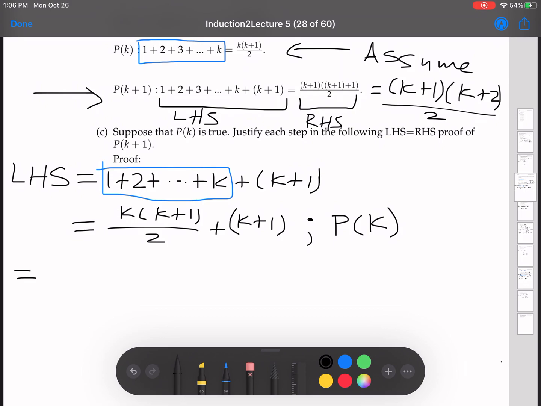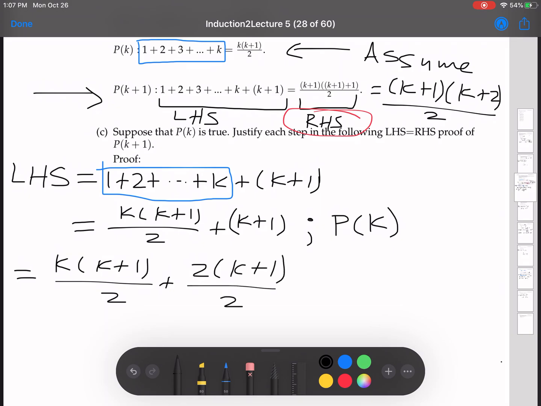And so this is the power of induction right here, being able to put this P of k here. And then after that, it's just algebra, getting things to look the way we want them to look. Okay, and how do we know where we want to get to? It's the right-hand side. So let's see. What we'll do is get a common denominator, putting those together.